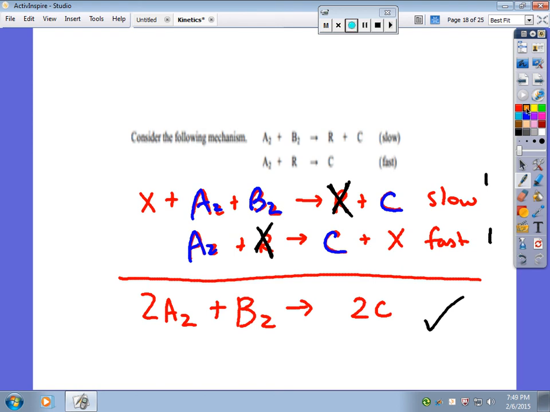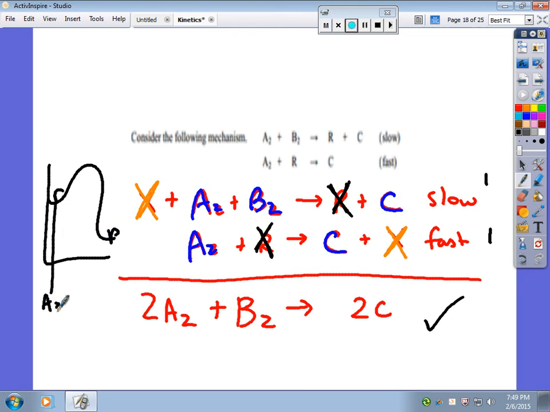X right here is called a catalyst. What is a catalyst? Well, if you have a graph like this, it still happens. These are my reactants and these are my products. So in this case, this would be A, 2 of them, and B. And this would be 2C. What happens if I put a catalyst in here? You know, it makes it go faster. It provides a different pathway. Does it change where you start and where you end up? No, it doesn't. It just makes it happen faster.